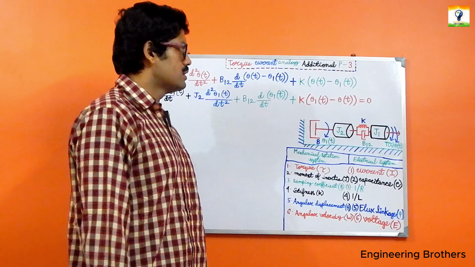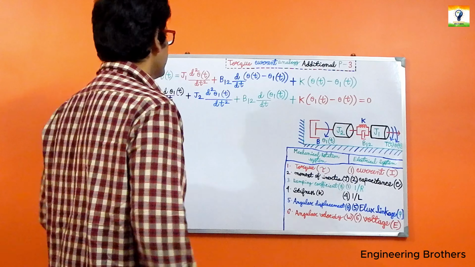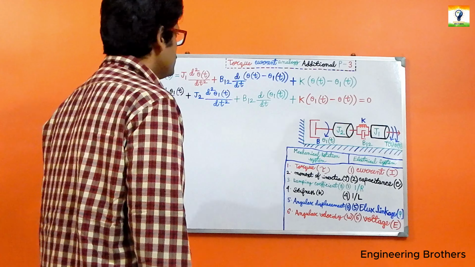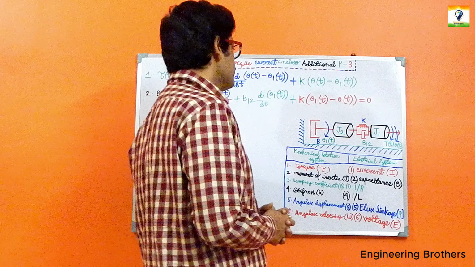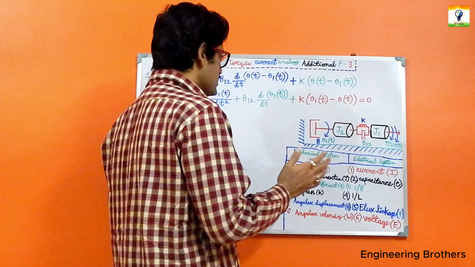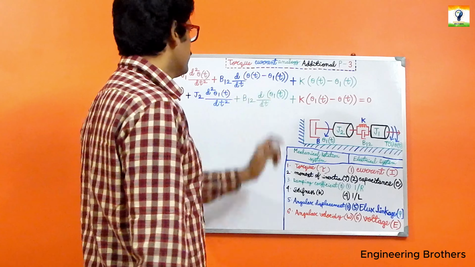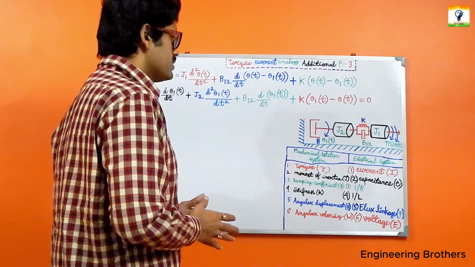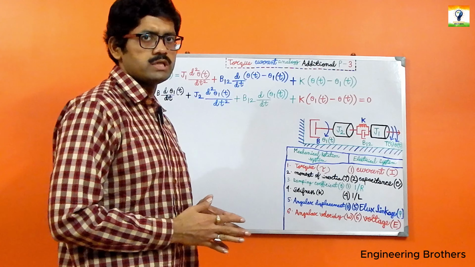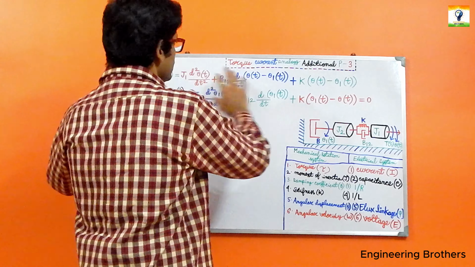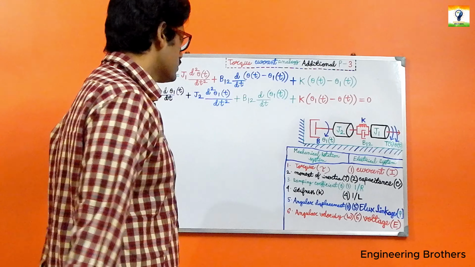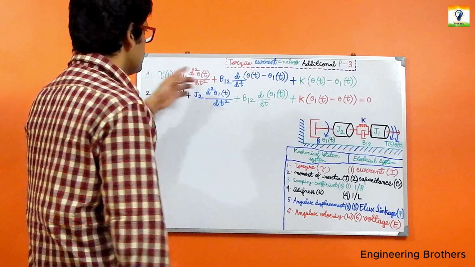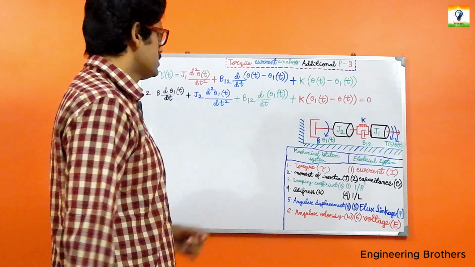Hi, we are Engineering Brothers, and once again we have another interesting problem, which is our torque and analogy additional problem 3. You can see that up to this point, for both the torque voltage and torque current analogy, the mechanical differential equations are identical. That is why I should have started from these two differential equations. Quite naturally, the first differential equation is this one and the second differential equation will be this one.